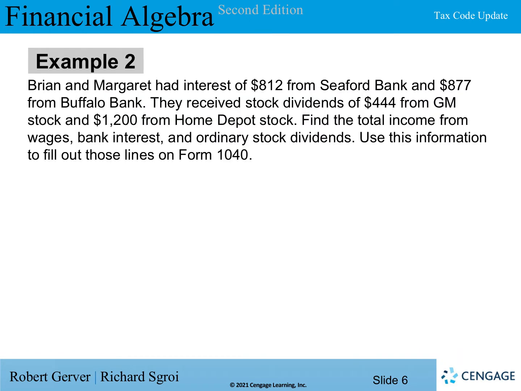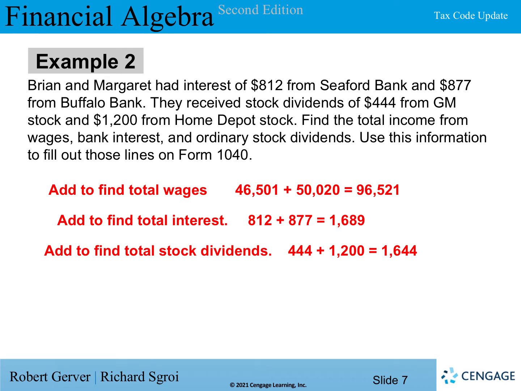Okay, example 2. We're still talking the same Brian and Margaret. They had interest of $812 from Seaford Bank, $877 from Buffalo Bank. They received stock dividends of $444 from GM and $1,200 from Home Depot stock. Find the total income from wages, bank interest, and ordinary stock dividends. Use this information to fill out those lines on Form 1040.